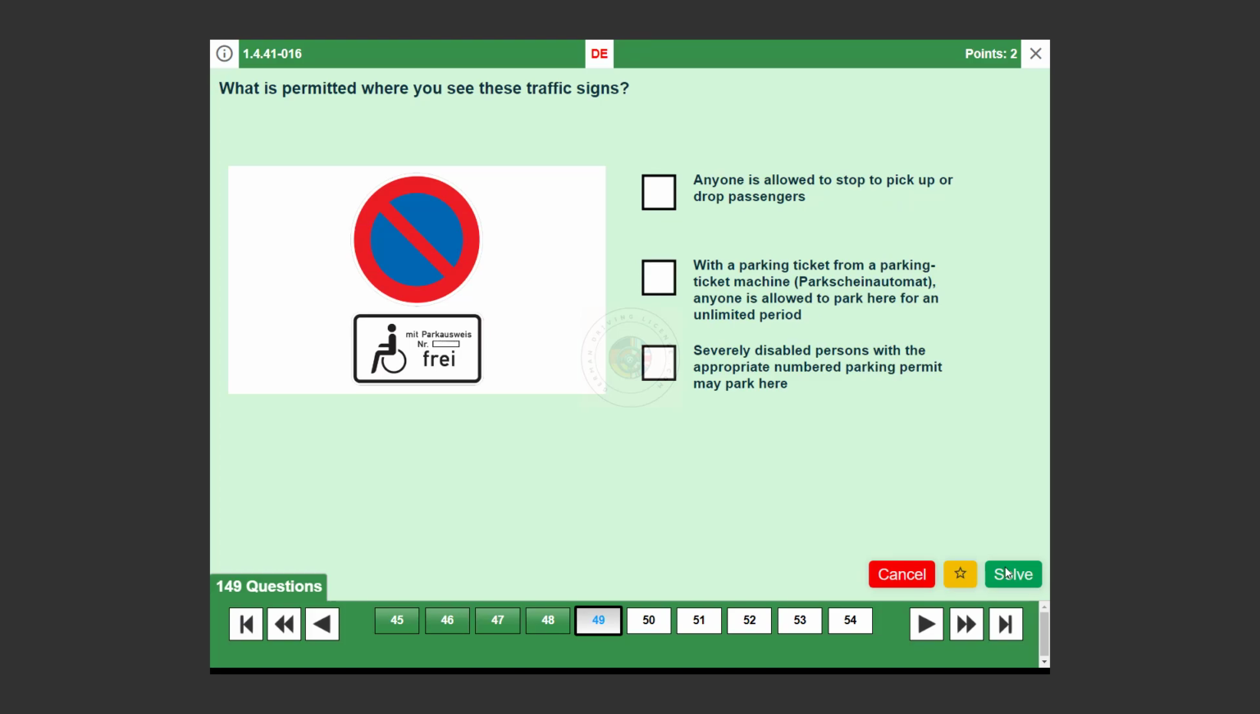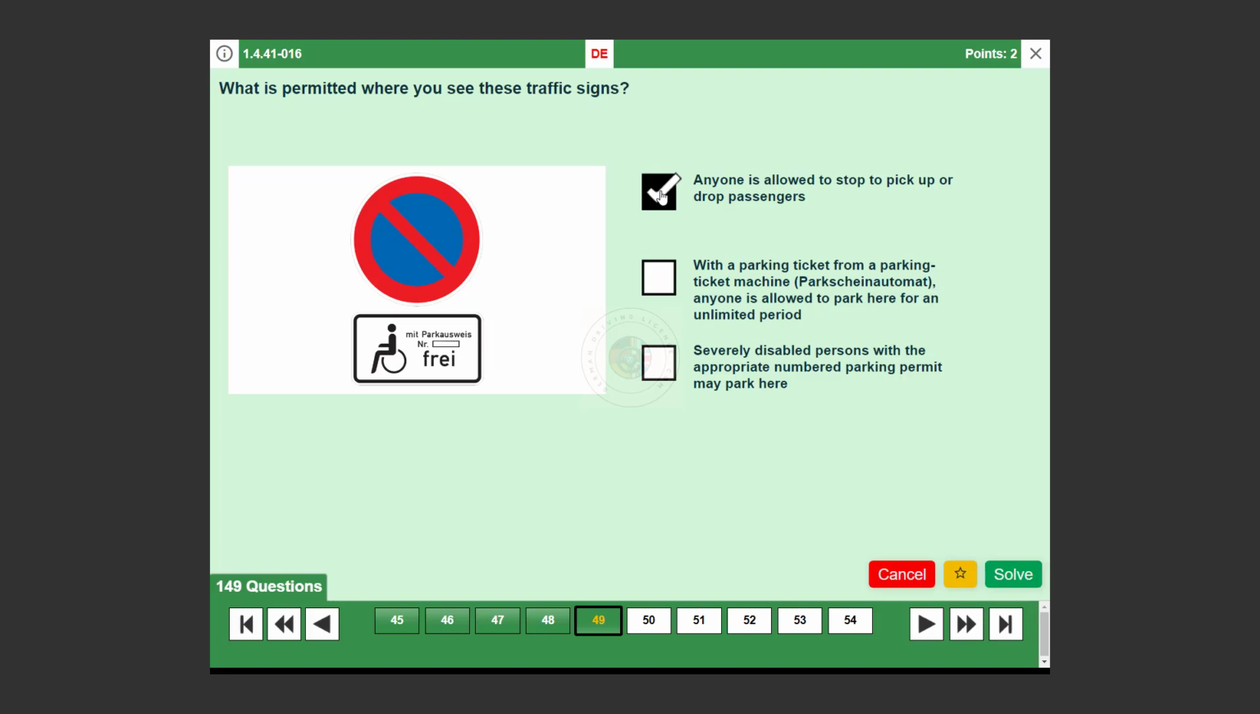Question number 49. What is permitted where you see these traffic signs? Anyone is allowed to stop to pick up or drop passengers. True. The signs allow stopping briefly for the purpose of picking up or dropping off passengers, facilitating convenient and safe passenger transport.